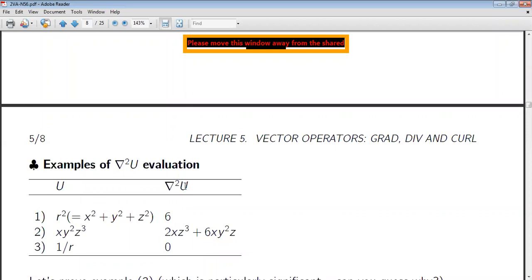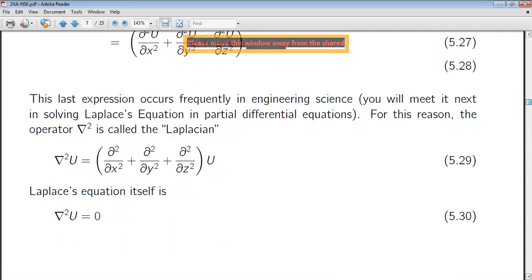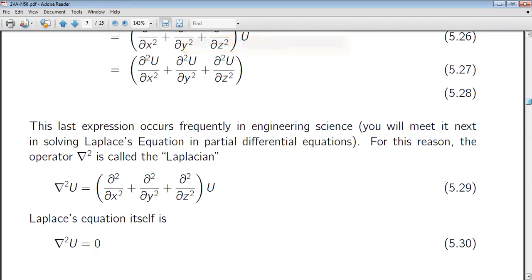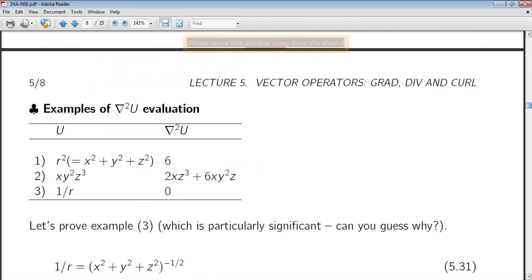Because what is Nabla square U? Nabla square U is what? It is del square U by del x square plus del square U by del y square plus del square U by del z square. So the value of U is this. I will send you the solutions of these questions on WhatsApp. But before that, try to solve this one.